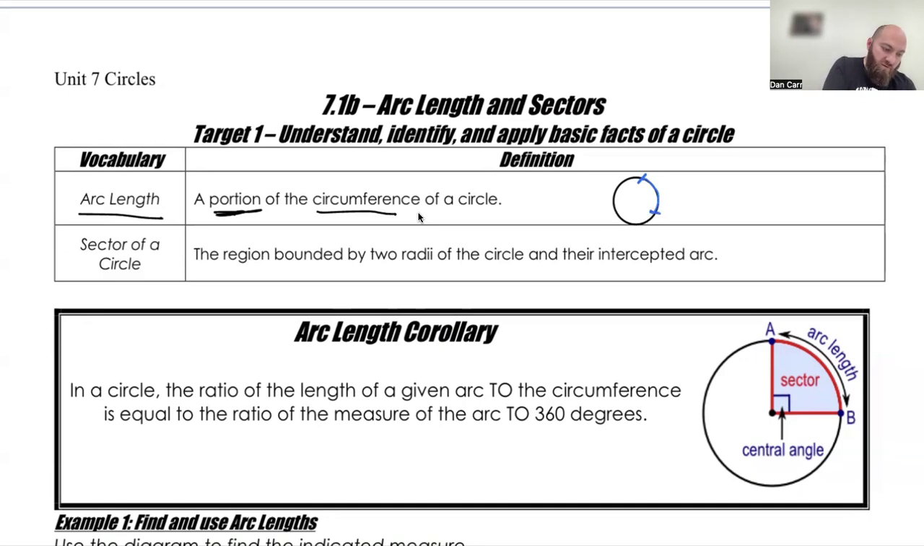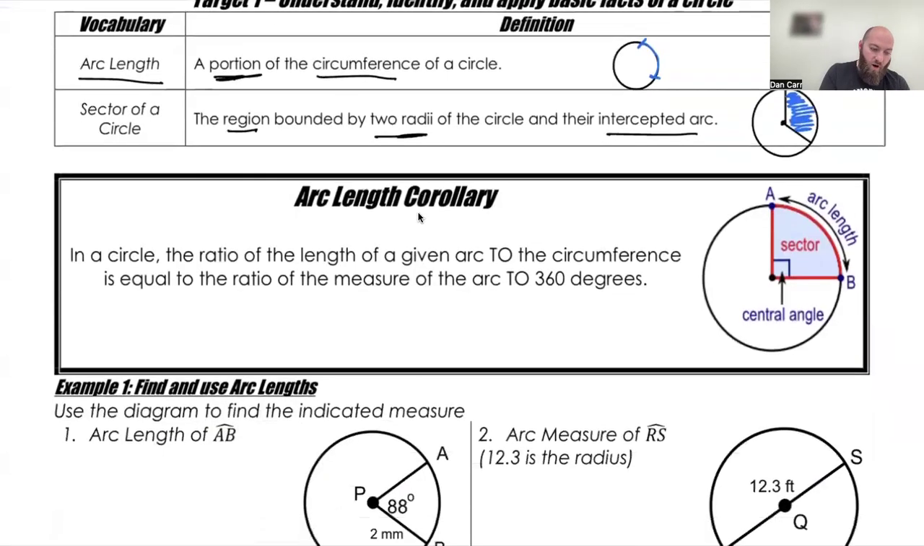The sector of a circle is a region that's bounded by two radii of a circle and their intercepted arc. If I just draw in two radii here and here, we basically create this piece of pie. This is my sector. It's bound by the radii and the arc right there. So that's a sector.